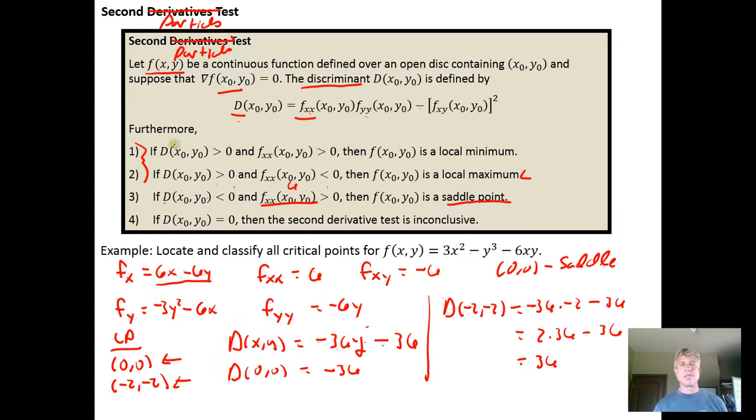So the discriminant's positive. And then here I look and I say, hey, the second partial f sub xx, which is 6, is also positive. So if the discriminant is greater than 0, which it is, and the second partial with respect to x is greater than 0, which it is, then our point corresponds to a local minimum. So we have f of (-2, -2) corresponding to a local minimum. And of course, if we wanted to know the local minimum value, we would just plug the point (-2, -2) into our function to find out what that local minimum value is.